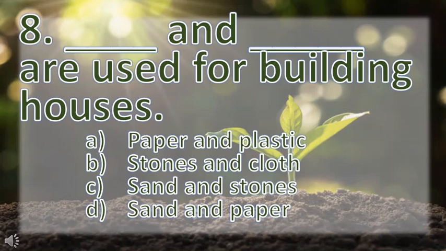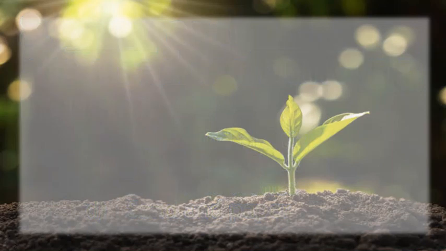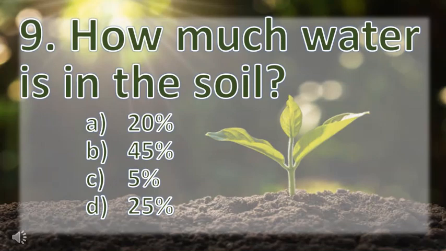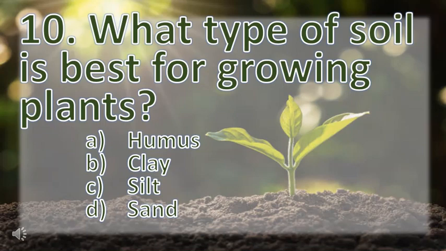Number 9. How much water is in the soil? A, 20%, B, 45%, letter C, 5%, or letter D, 25%? We're almost finished. Number 10. What type of soil is best for growing plants? Letter A, humus, letter B, clay, letter C, silt, or letter D, sand?